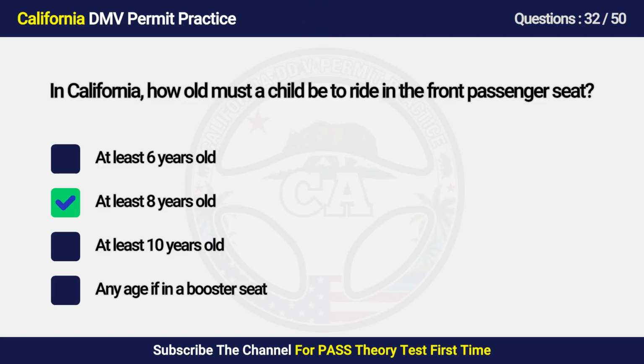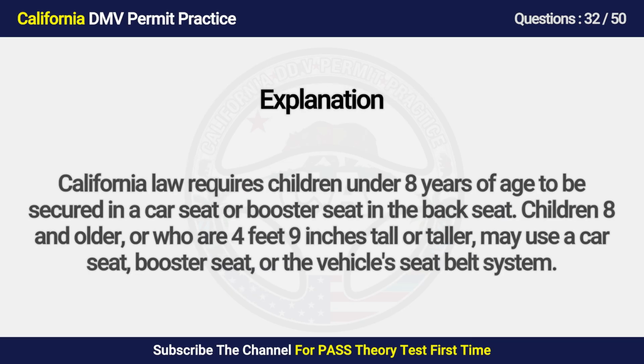Answer is B. At least 8 years old. California law requires children under 8 years of age to be in a car seat or booster seat in the back seat. Children 8 and older, or who are four feet 9 inches tall or taller, may use a car seat, booster seat, or the vehicle's seat belt system.